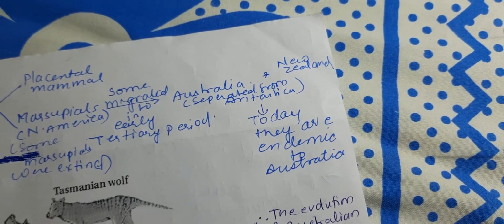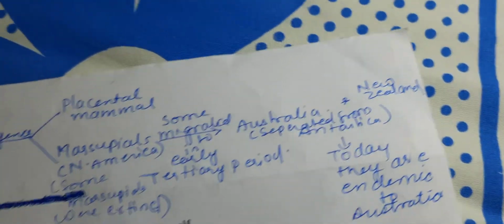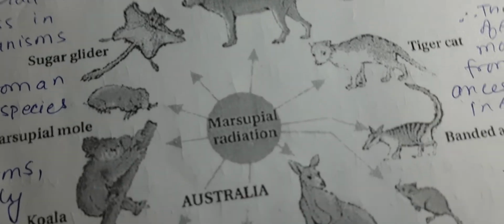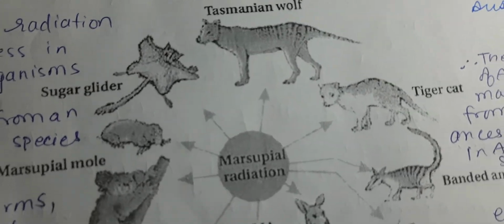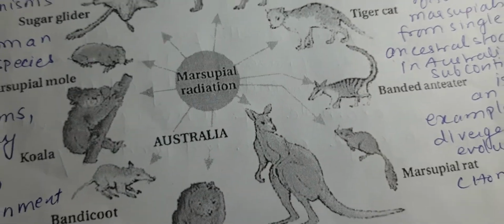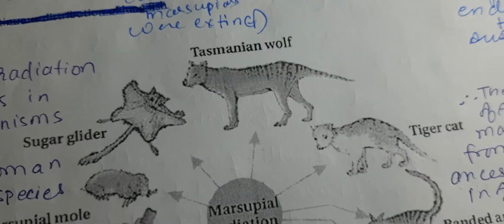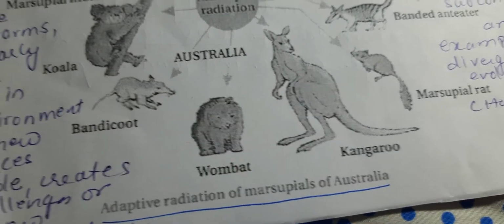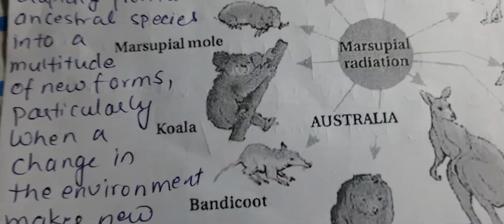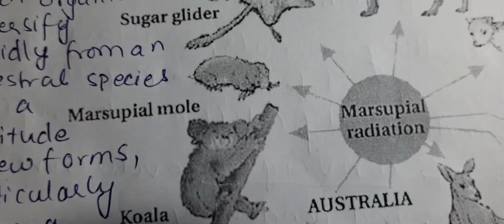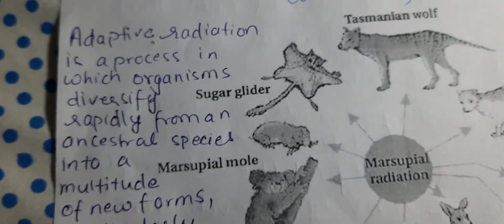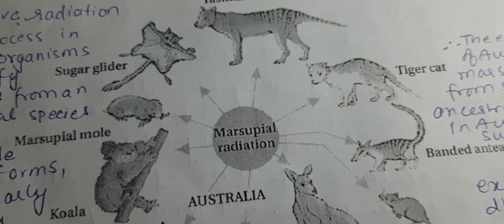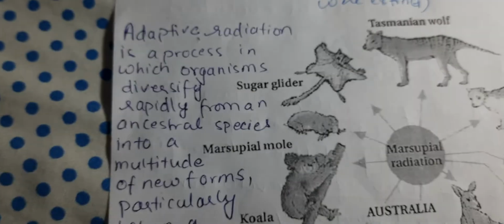So these marsupials arose in Australia, and they got adapted to their environment, and they are all marsupials: Tasmanian wolf, tiger cat, marsupial rat, kangaroo, wombat, bandicoot which is a rat-like animal, and koala which is a bear-like animal. Here this is the example of divergence and adaptive radiation.